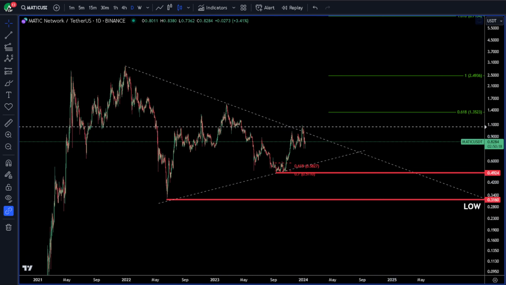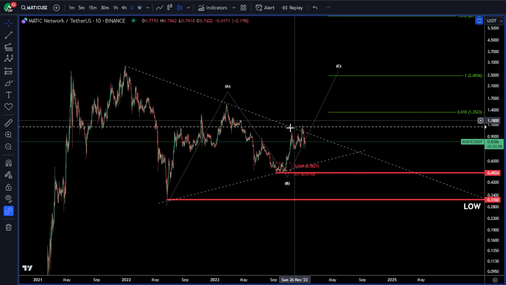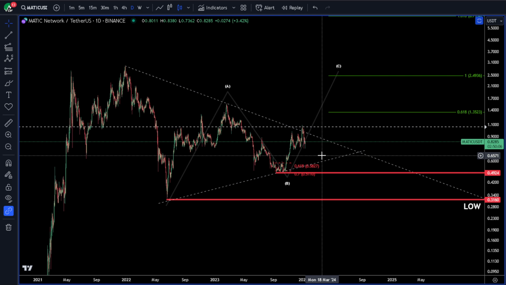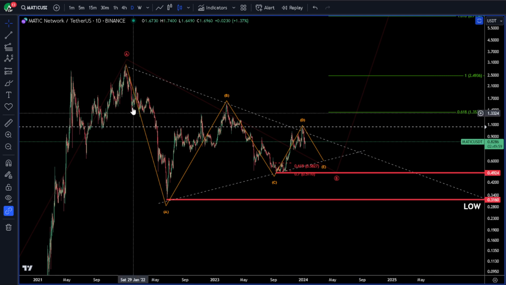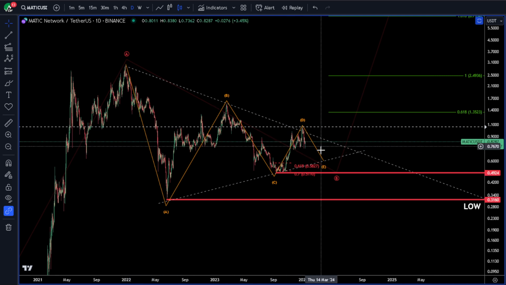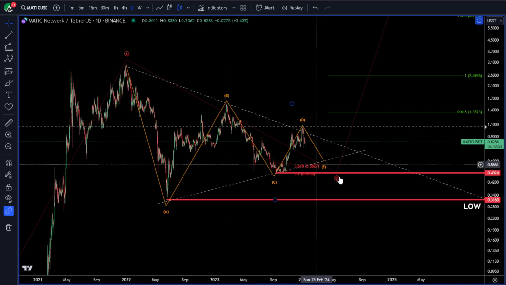We're just going over my scenarios on the daily. My primary is we have an ABC we need to make to the upside at the 1-to-1 around $2.50, and we're just starting our C wave right here. Alternatively, we have a triangle setting up and we need another wave to the downside to complete the E leg, moved in a series of 3 waves here.